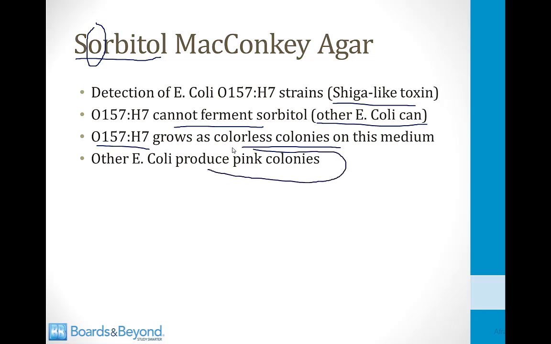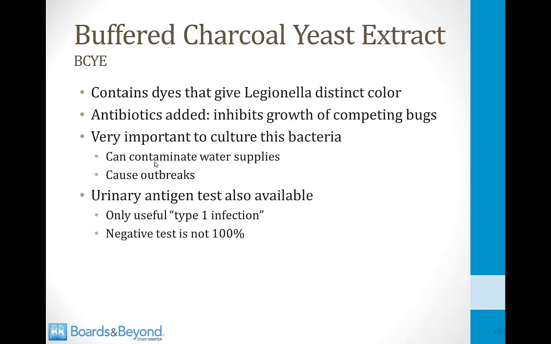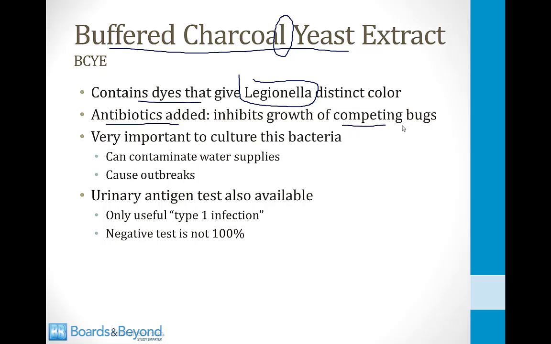This means that O157 grows as colorless colonies on this medium, while other E. coli produce pink colonies. Buffered charcoal yeast is only used for one purpose, and that's to identify Legionella. And you can see that there's only one L in the entire name. That's at the end of the word charcoal, and you can remember that that stands for Legionella. It has these dyes that give Legionella a very distinct color. It also has some antibiotics added so that competing bugs don't grow.